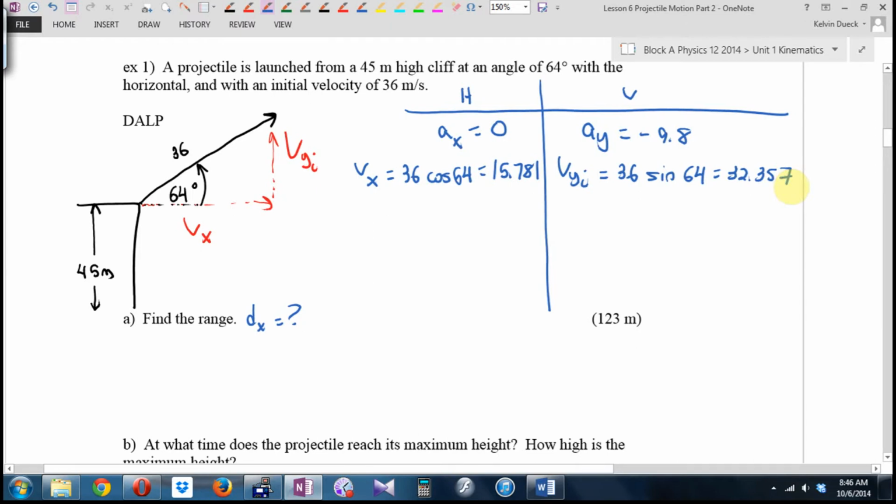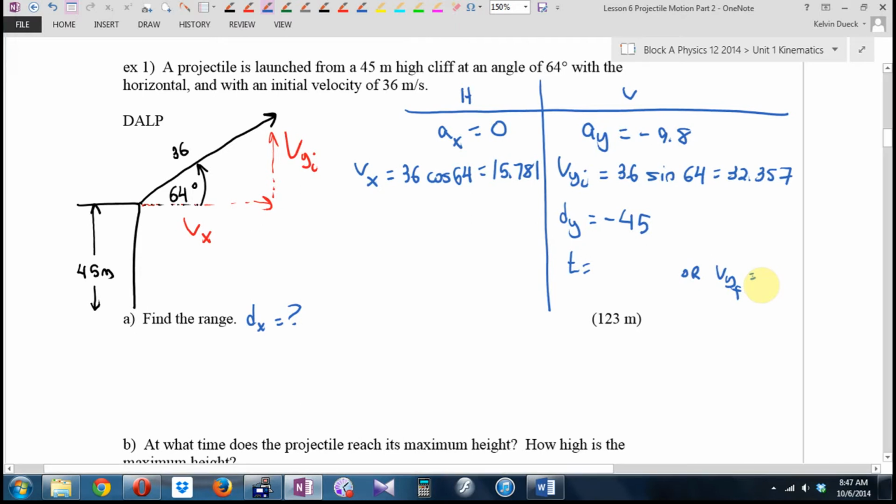Logan, I got two pieces of information in the horizontal column and two pieces of information in the vertical column. That's not enough. It's got to be something else I know. They told me that dy equals negative, whoop, I was going to say 9.8, negative 45. And now I can find t using a quadratic equation, or I can find Vy final and then find t.